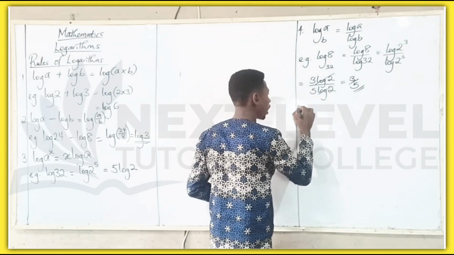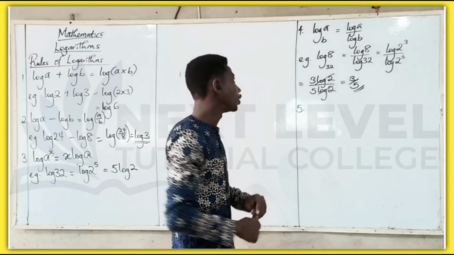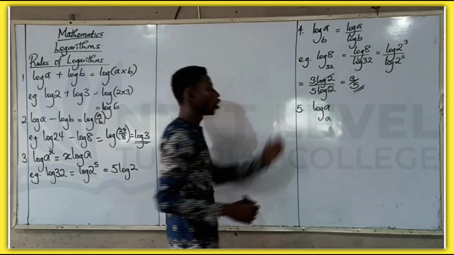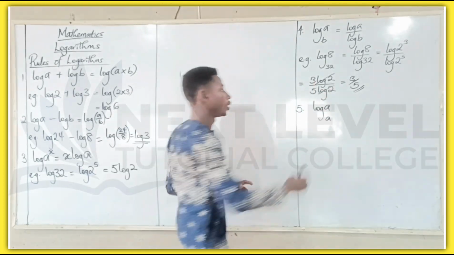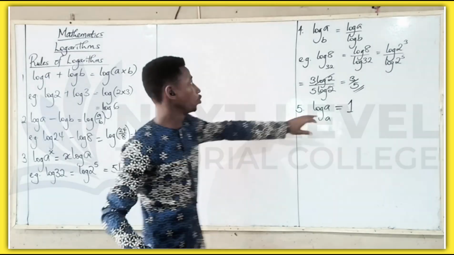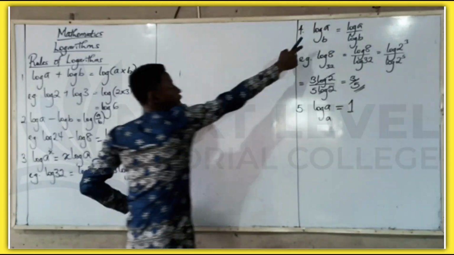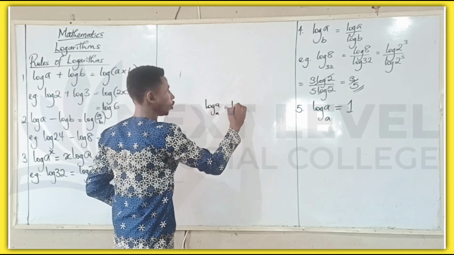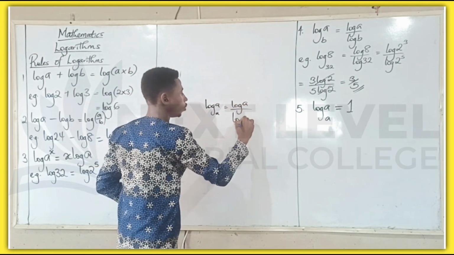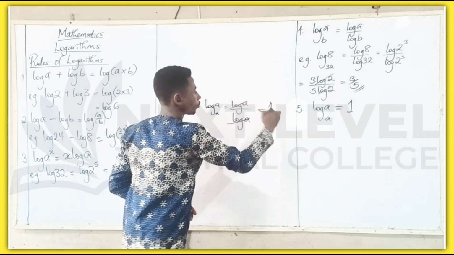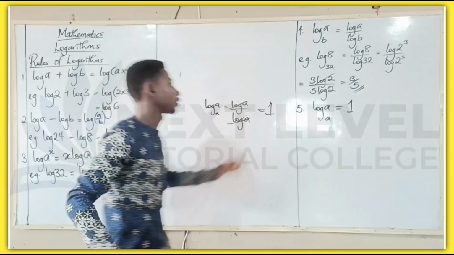I need to take you to the last one I'll be talking about today, which is when you have log A base A. When you have the log of a number to the same base, it will become 1. To prove this, we just apply this number 4 rule here, and you have log A base A become log A over log A. When we have the same thing dividing itself, it will become 1. So it's as simple as that.